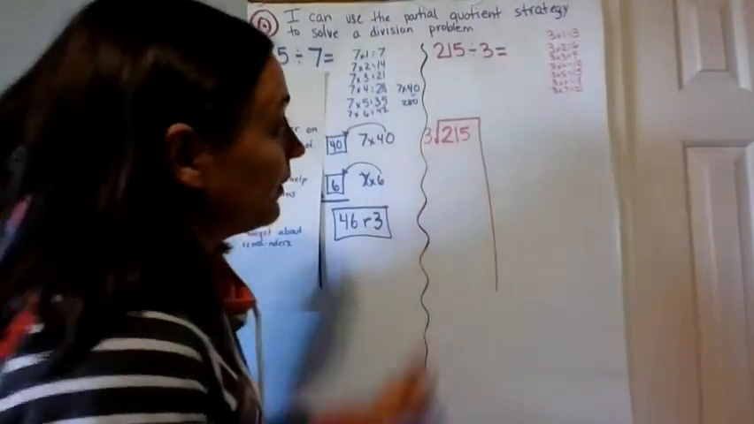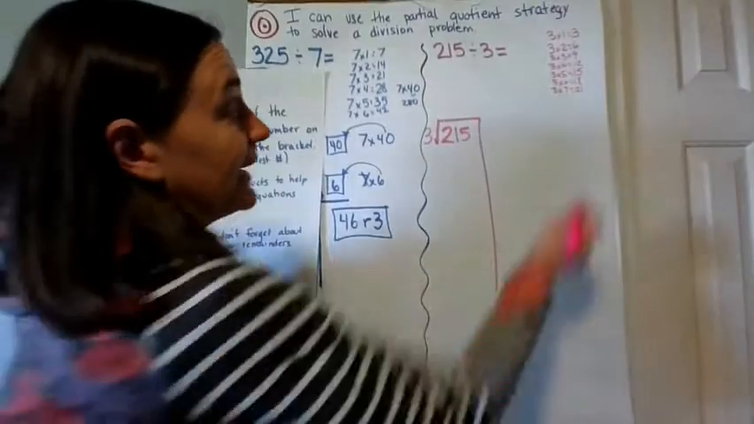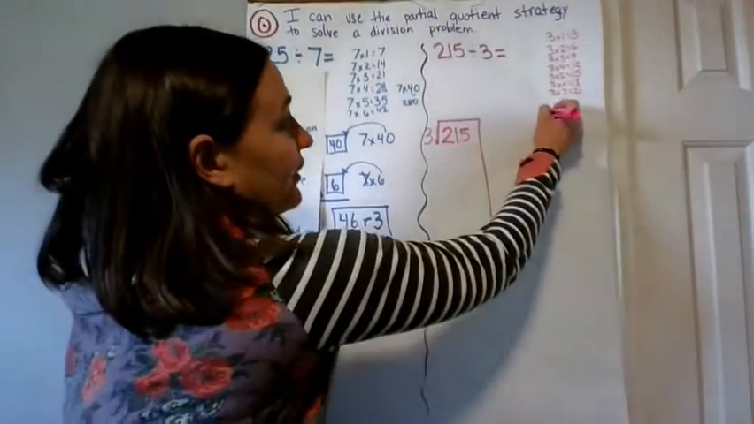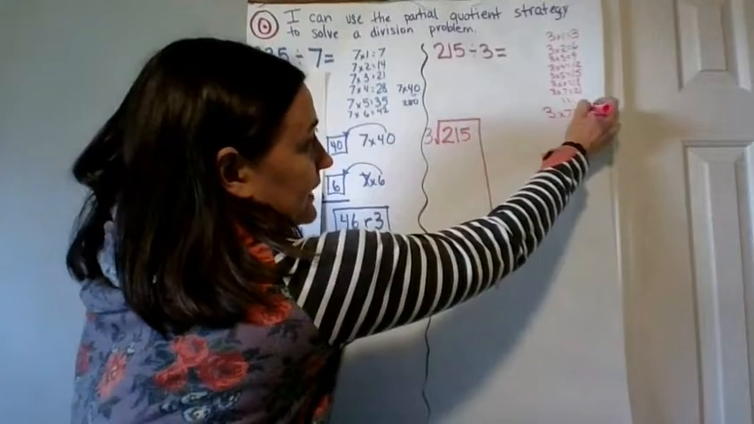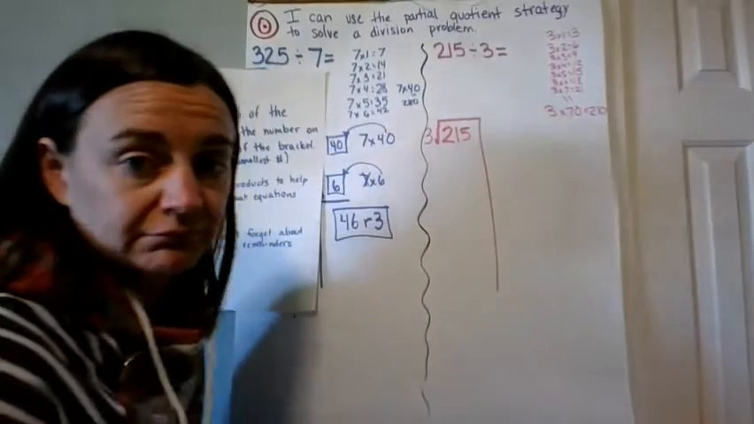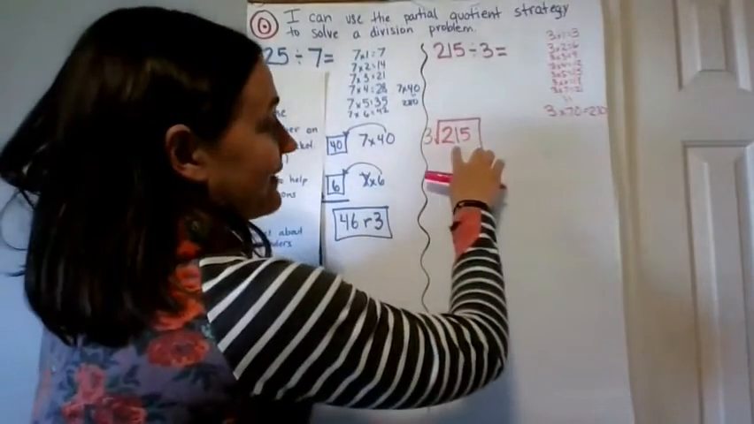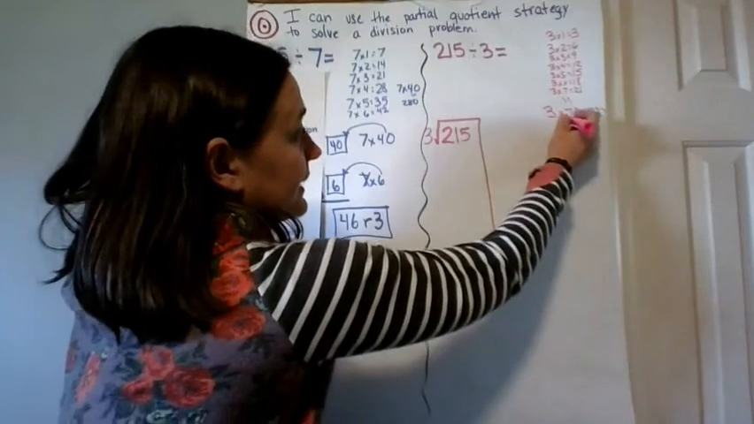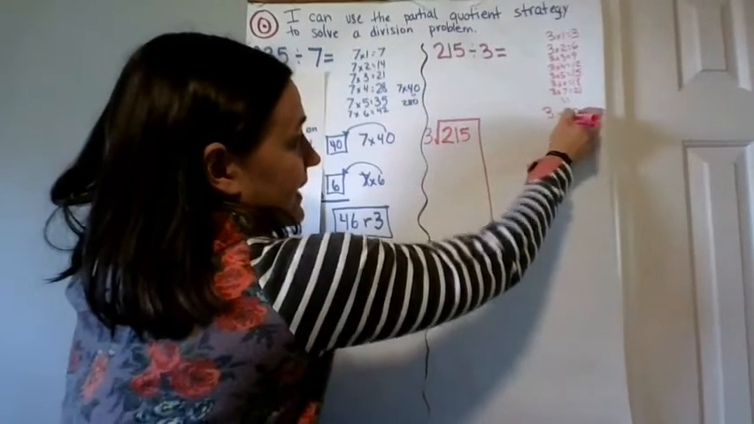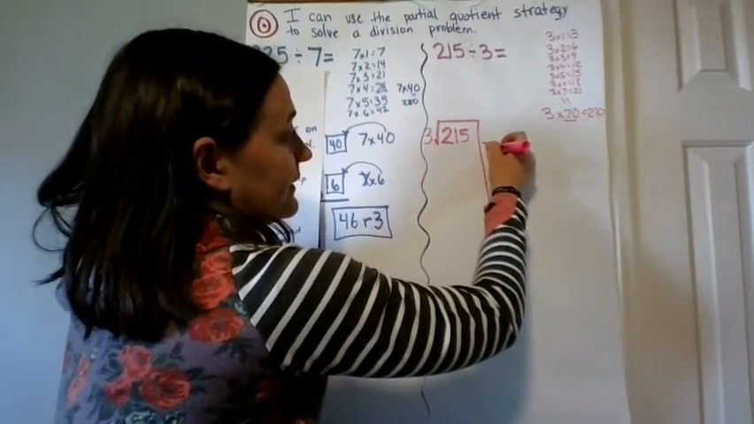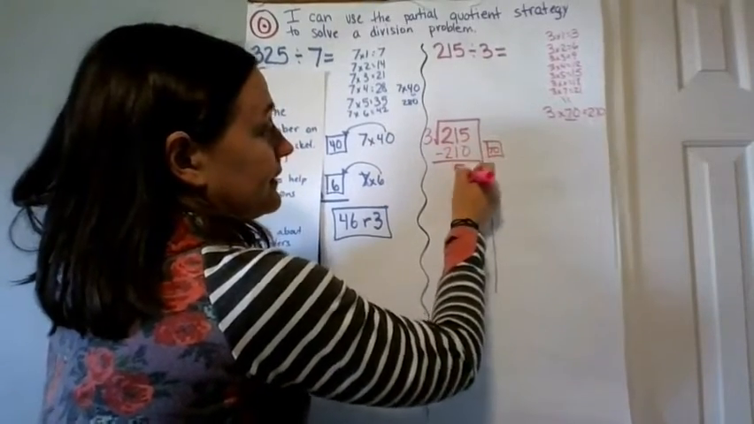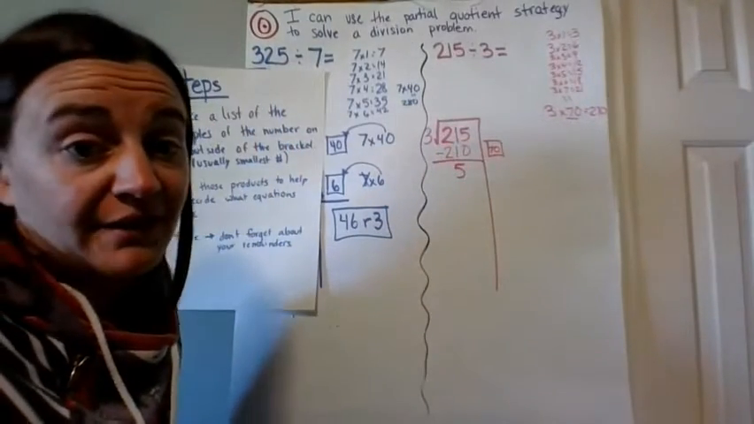I'm going to use those to help me solve this problem. So I know now that 3 times 7 equals 21. So that should tell my brain, using the power of 10 rule, that 3 times 70 would equal 210. So I'm going to use that because that's so super close to this 215. The 70 goes on the outside, and then I'm going to subtract 210.